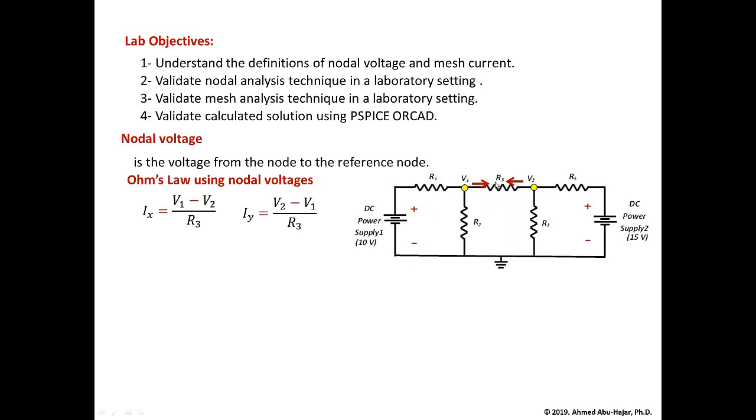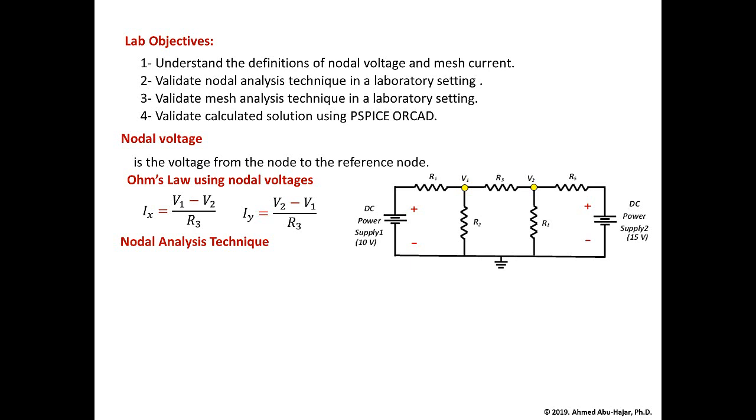If the current goes this way, going to the left as Iy, then the plus polarity is going to be on the right and the minus polarity on the left. This is by Ohm's law. However, if I say the current I'm using is Ix, then the plus polarity is going to be over here on the left, and the minus polarity will be on the right.